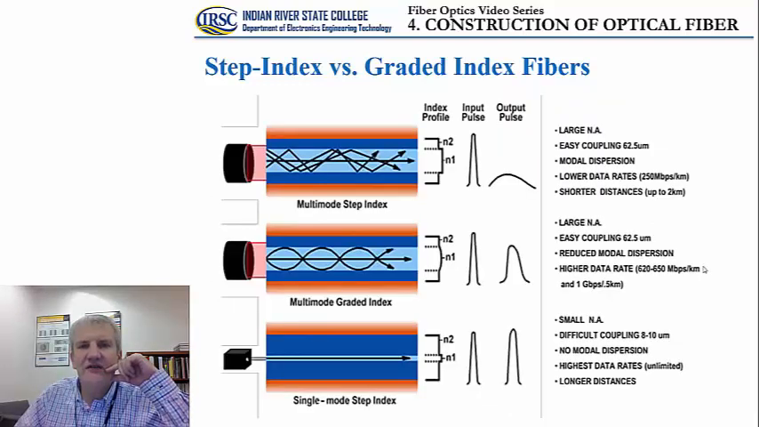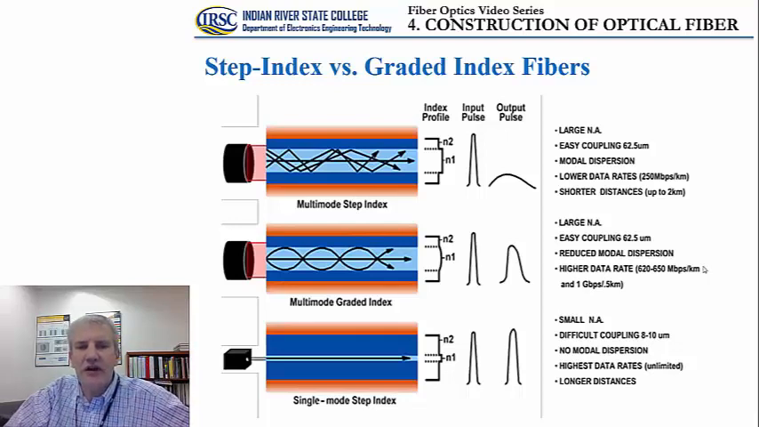Okay, so this slide is very important from the aspect of the comparison of the three main categories of optical fibers. What we see here are multi-mode stepped index fiber shown on the top, in the middle we have multi-mode graded index, and finally on the bottom we have a single mode stepped index type of optical fiber. So let us compare these three optical fibers.